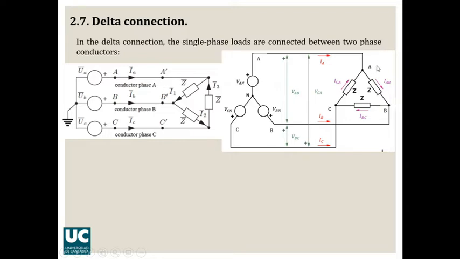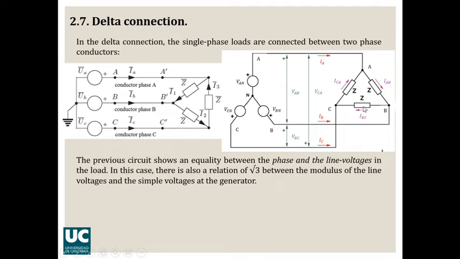In this situation, you can also understand that the difference in potential to which each of the loads is subjected is also different. For example, the load which is connected between phases A and B is going to be subjected to a difference in potential VAB. So in this case, the values of the phase voltages and the line voltages are also going to be different, and there will be a relationship of square root of 3 between their moduli.